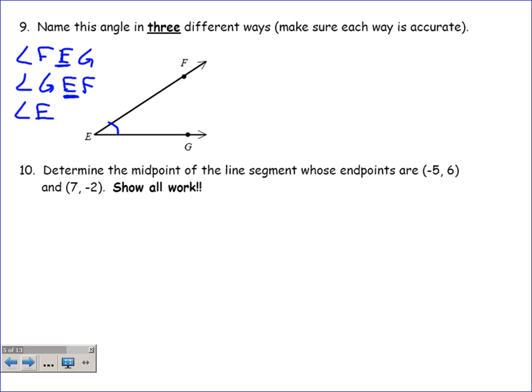Determine the midpoint. So basically we're going to add these things together. So that's -5 plus 7 divided by 2. This would be 6. Plus a -2 over 2.